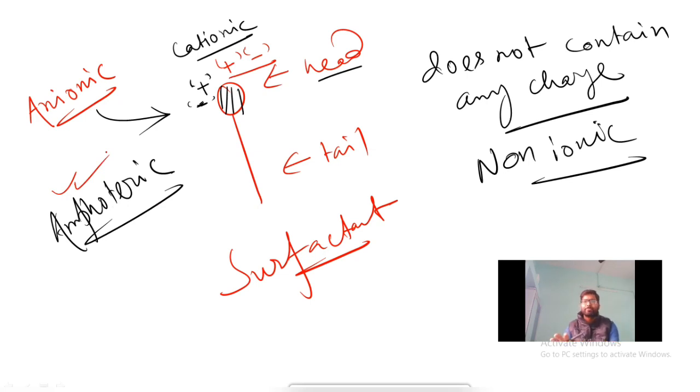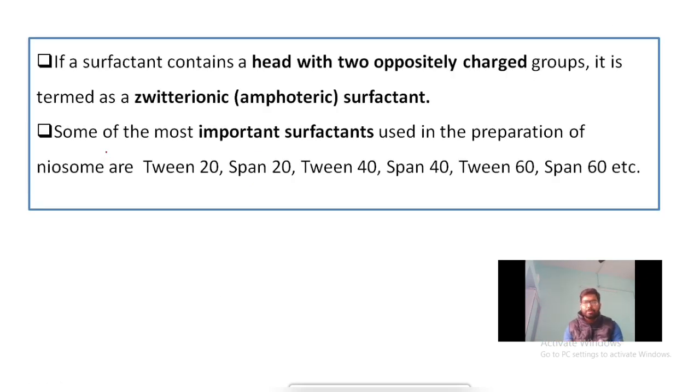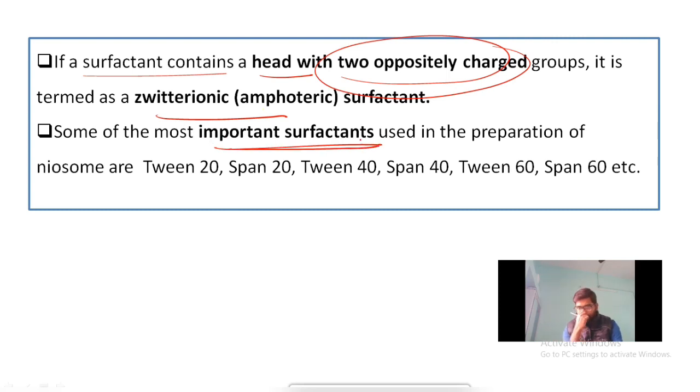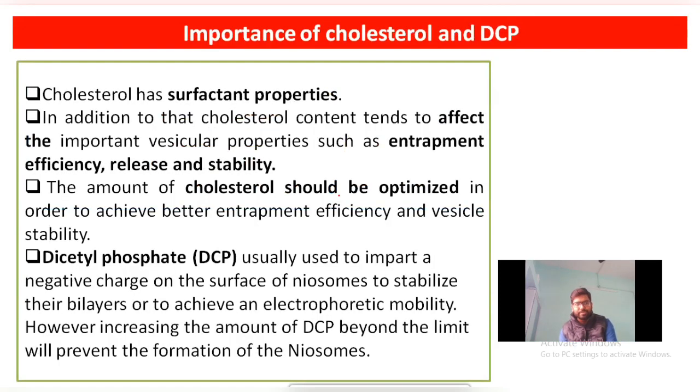Okay, so I am not getting into the examples and so on. I am directly going to jump into the topic that is important to Niosome formation. I have a request: please go through the book and try to understand the classification of the surfactants. Just have a look at that. If a surfactant contains a head with two oppositely charged groups, it will be known as zwitterionic, already discussed. And the most important surfactants for Niosome preparation are Tween 20, Span 20, Tween 40, Span 40. All are used in case of Niosome formation.